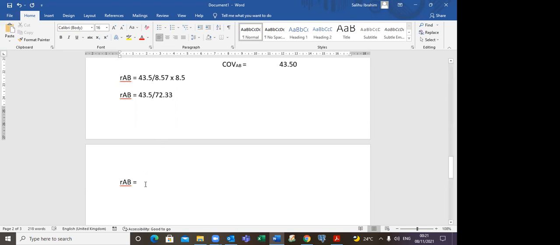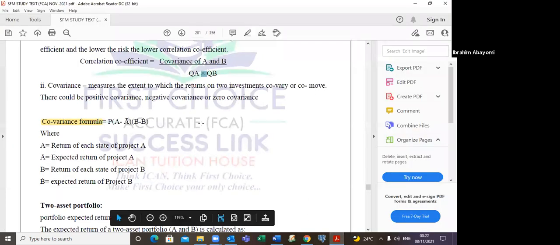We are now going to divide. What do we have? 0.6. That is the correlation coefficient of the investment. Okay, we are not done with the question. The question says, let me look at the question again.